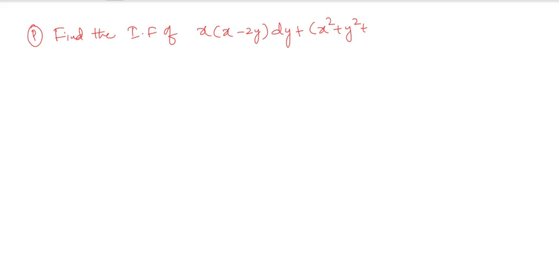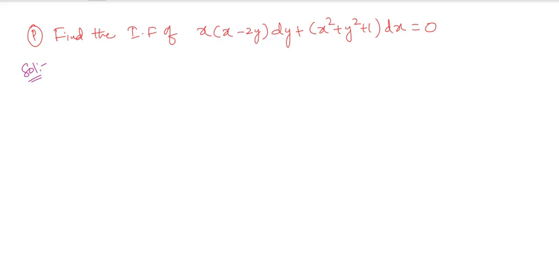Let me take another problem. Find the integrating factor of x(x - 2y) dy plus (x² + y² + 1) dx equals 0. So you have to calculate the integrating factor for the corresponding equation.